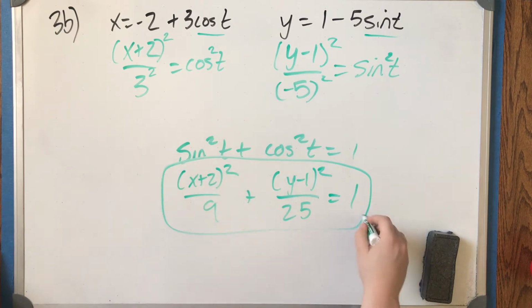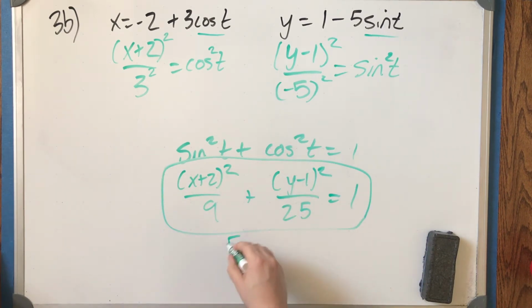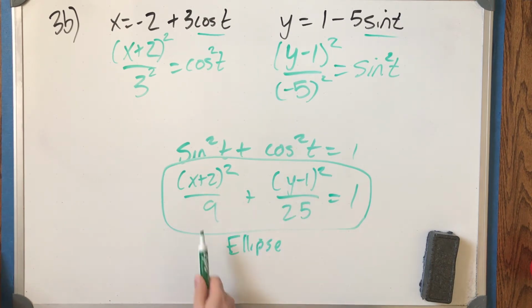And here we go. It's a plus sign with both of them squared, so this is going to be an ellipse with a center at negative 2, 1. It goes 3 in the x direction, and it goes 5 up and down.